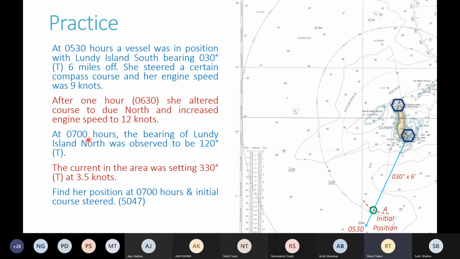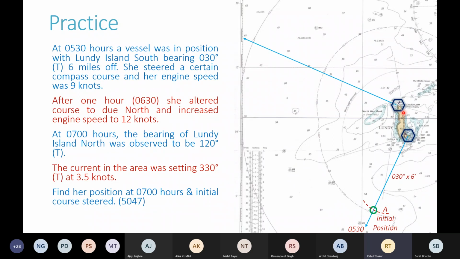But before that, let's identify the second light which is given here. The second light referred to in this question is the Lundy Island North light. At 7 o'clock, it was observed to be 120 degrees true. So you can see on the chart, this light which is highlighted is the Lundy Island North light.